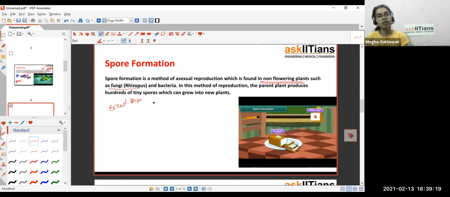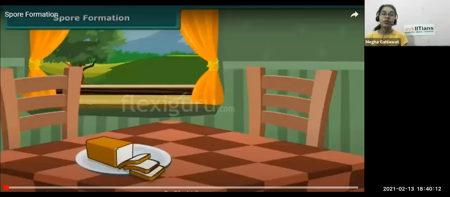We'll be learning more about this right now through the video, just like the previous fragmentation, and there are multiple bacteria as well. Now see, in this type of reproduction, the parent plant produces hundreds and hundreds of tiny spores, and those spores can travel and form multiple new plants. Now that being said, let's jump ahead. Here we have the video on spore formation.